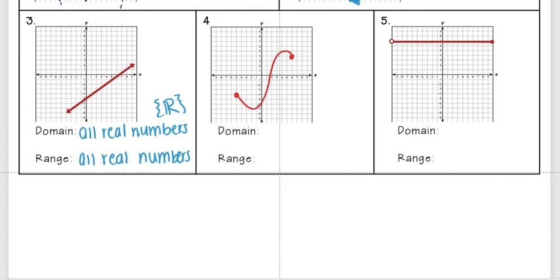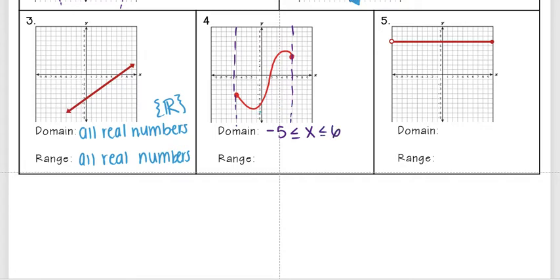Okay, this next one's a little bit different. I see I have a curve here. So for my domain, again, I'm looking to see how far left and how far right it goes. So for how far left, I see that's at -5. I have a closed circle, so it's going to be less than or equal to. And then for how far right it goes, I see that's at 6, and it's a closed circle, so it's going to be less than or equal to 6.